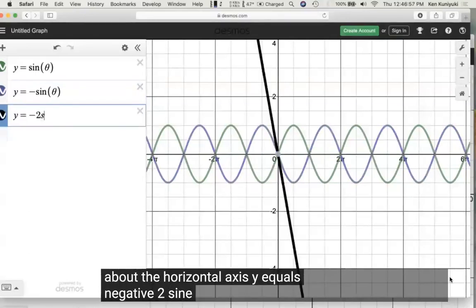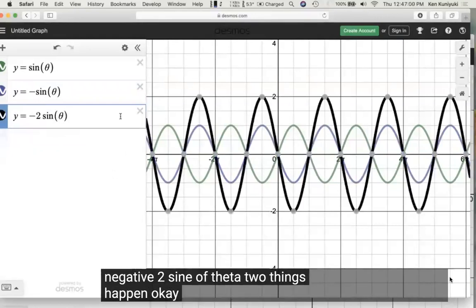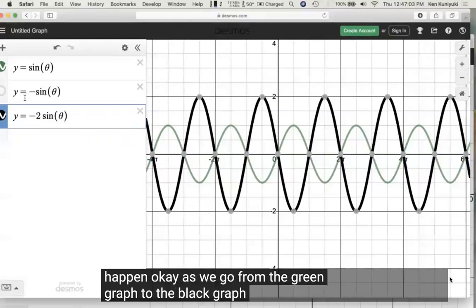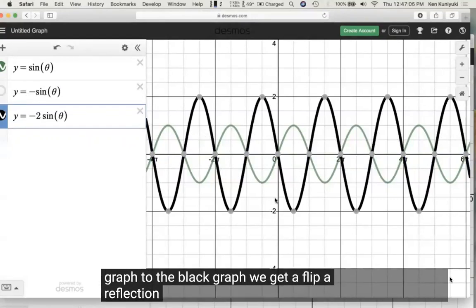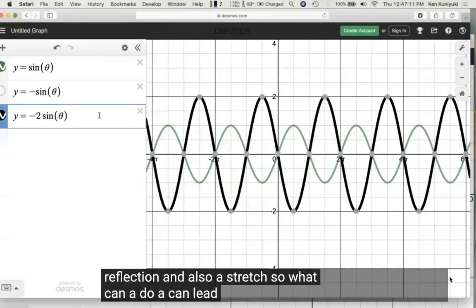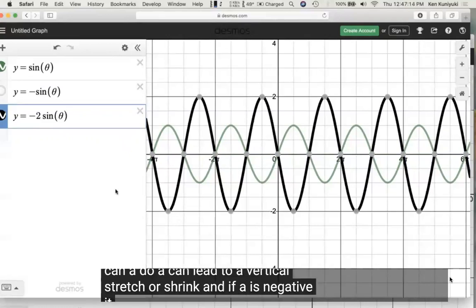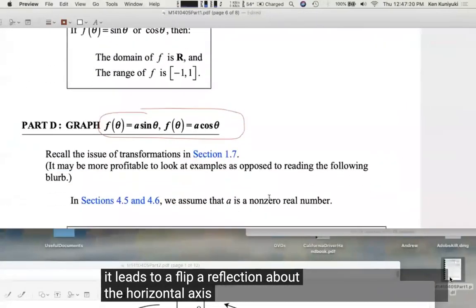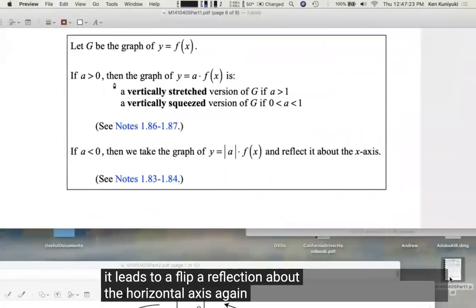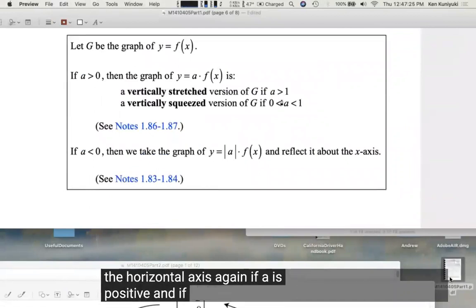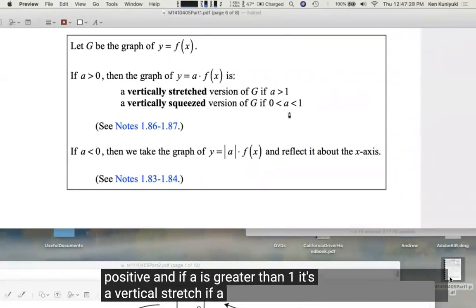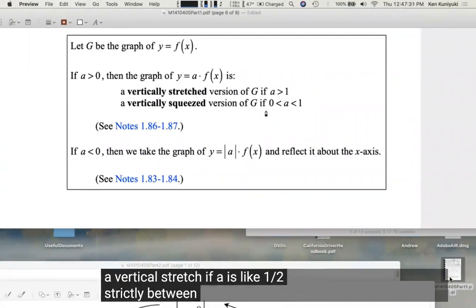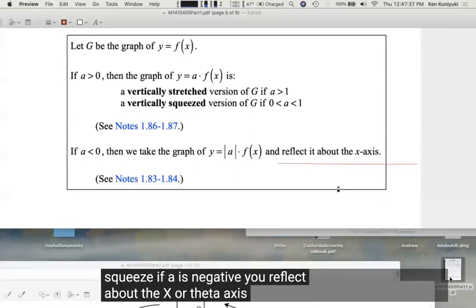Y equals negative 2 sine of theta, two things happen. As we go from the green graph to the black graph, we get a flip, a reflection, and also a stretch. So what can A do? A can lead to a vertical stretch or shrink, and if A is negative, it leads to a flip, a reflection about the horizontal axis. Again, if A is positive and greater than 1, it's a vertical stretch. If A is like 1/2, strictly between 0 and 1, it's a vertical squeeze. If A is negative, you reflect about the x or theta axis.